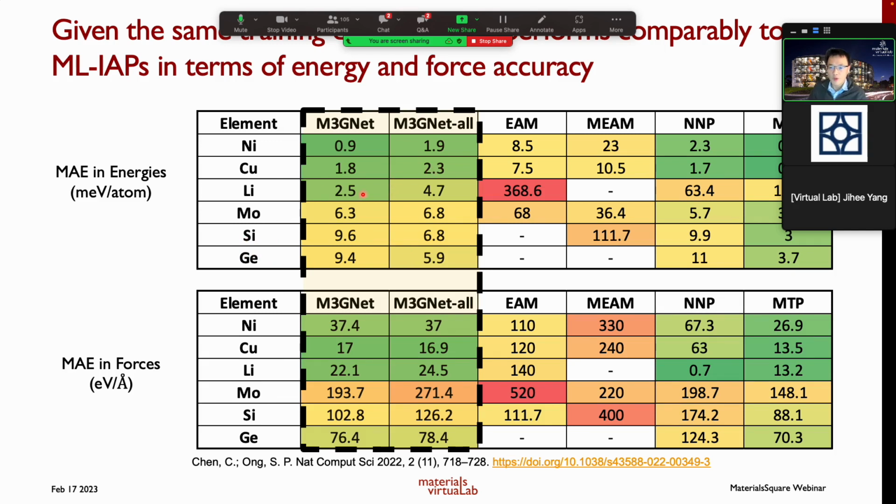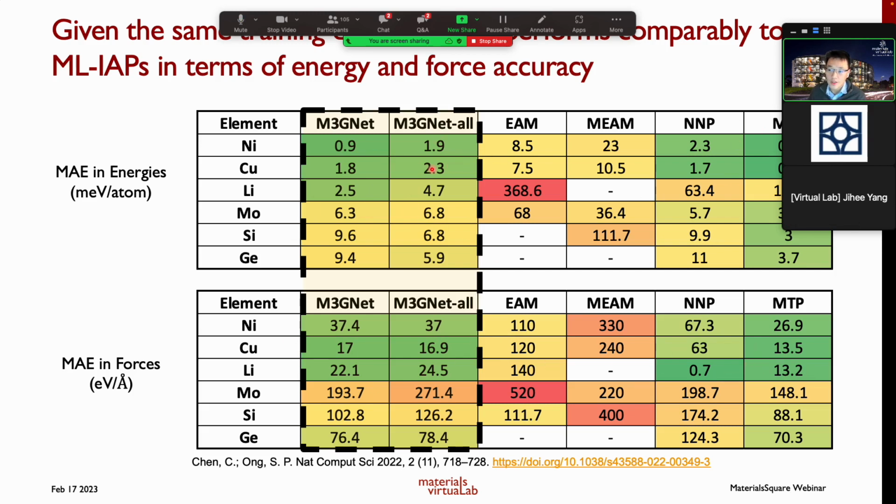And what you will notice immediately is that the M3GNet architecture actually performs very comparably with the machine learning interatomic potentials, right? The errors are similarly low, especially compared to things like EAM and MEAM, right? And the force errors are also similarly low.